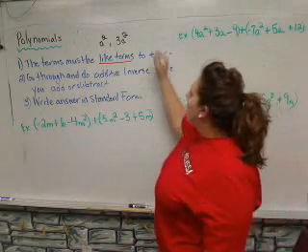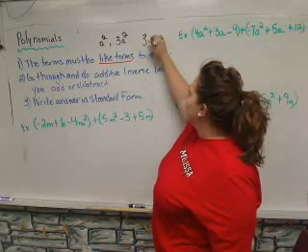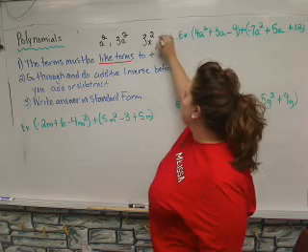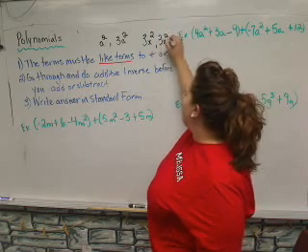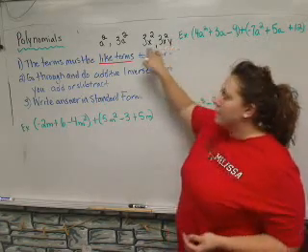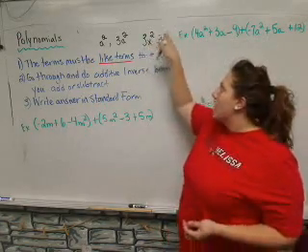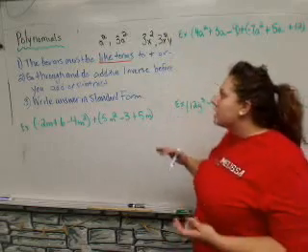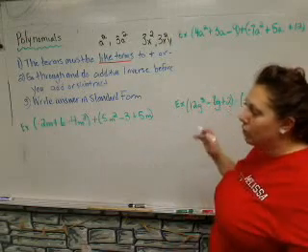Okay, if I have 3x squared and 3x squared y, those are not like terms because this one has a y and this one doesn't. It doesn't have the same monomial that goes with them. So that's how you recognize whether something is a like term or not.